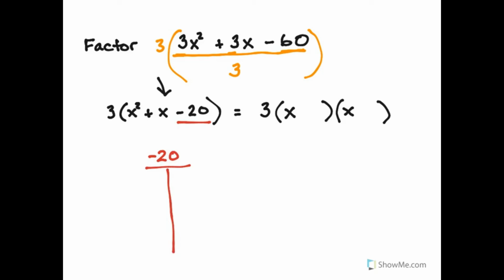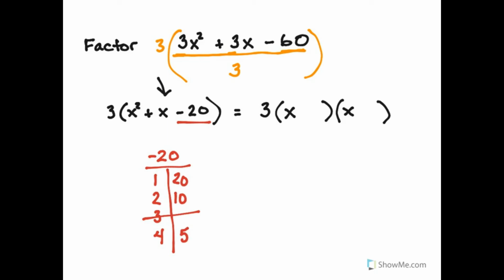So first let's write 1, 2, 3, 4. Square root of 20 is 4 point something. And then 20, 2 times 10, 3 times, nope, and 4 times 5. Okay, one of these factors in each pair has to be negative.